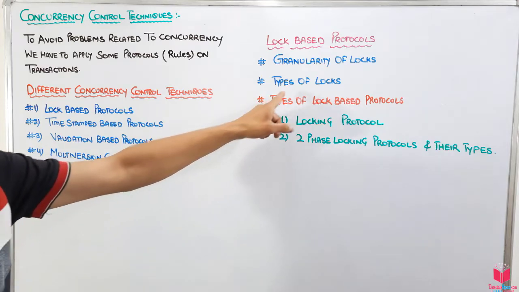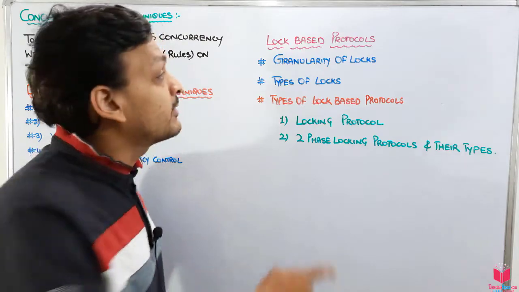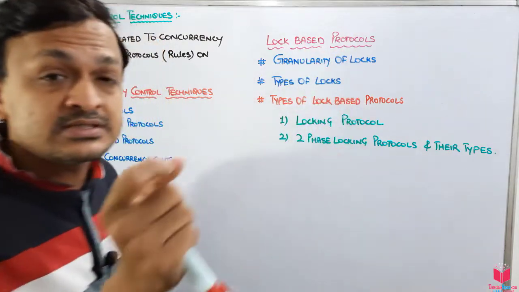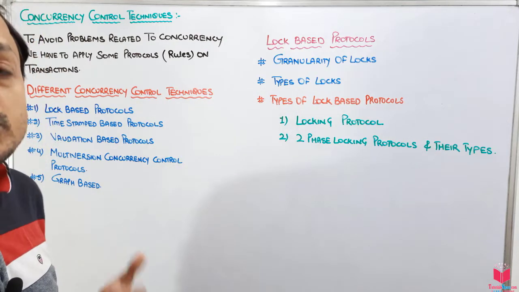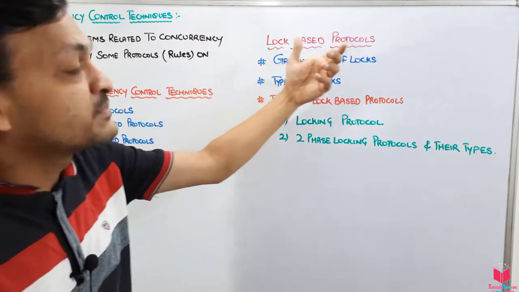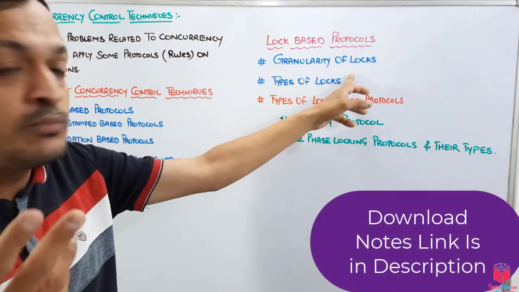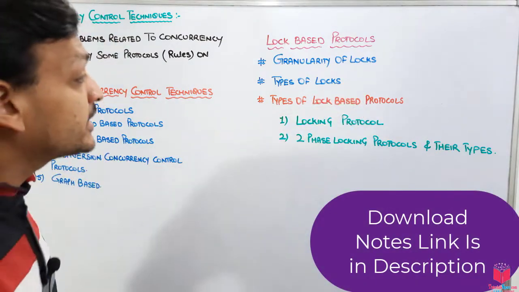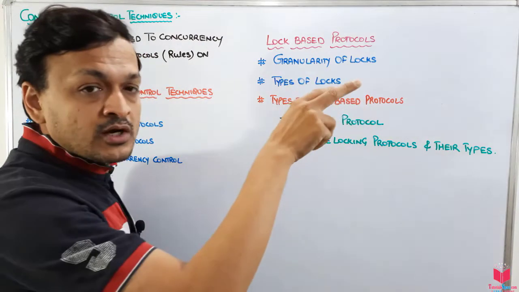Then I'm going to study the types of locks. Just see, types of locks. I'm not talking about the types of lock based protocol. It's just types of locks, the locks which are going to be used for making the lock based protocols are known as the types of locks. So we will see two locks there. Then how we are going to use those locks, we will also see that.